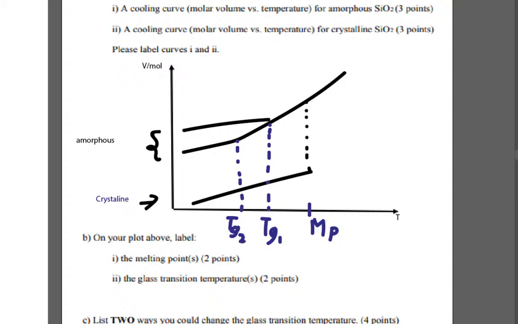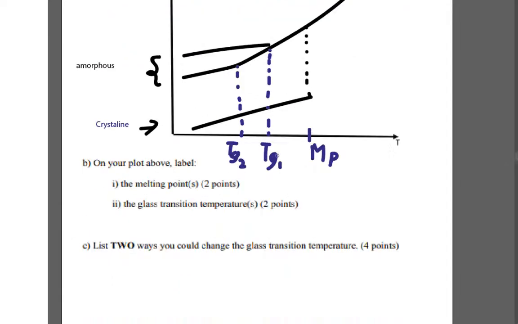Part C, list 2 ways you could change the transition temperature. Okay. First thing that you can do is the cooling rate. And then the second is the scission. I don't know how to spell it, but yeah. Putting oxygen in. Like yeah, putting some oxygen in could actually become the scission.